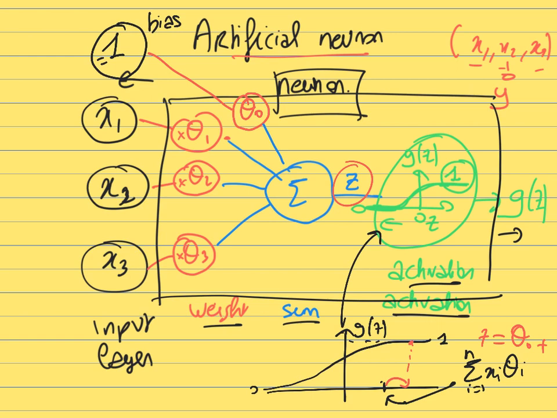When you add a positive theta naught, you will make it easier for the value z, which is the input in this case, to be large enough to activate the neurons. On the other hand, if theta naught is negative, and if theta naught is very negative, then you will make it much harder to activate this neuron.